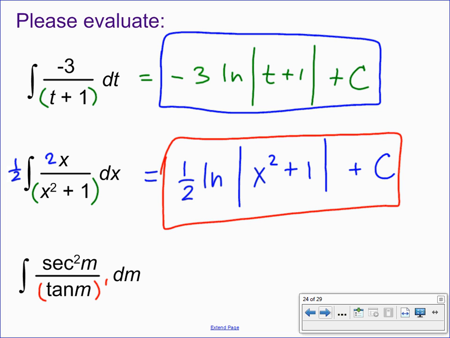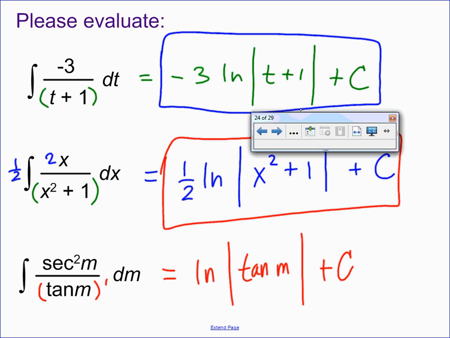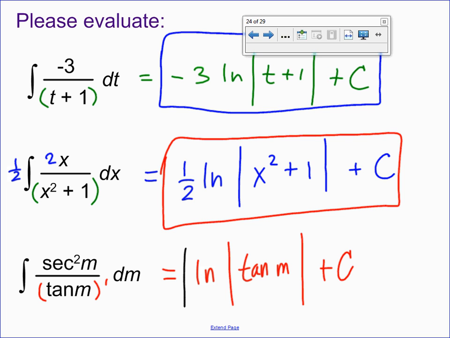Secant squared of m exists on top as the derivative of the function on the bottom, tangent of m, which means that an antiderivative for this is just what? Natural log of absolute value of tangent of m, those bars, plus c. That's it. So what are we on the lookout for?